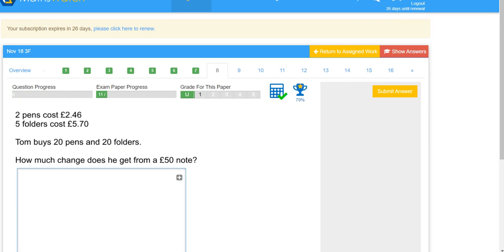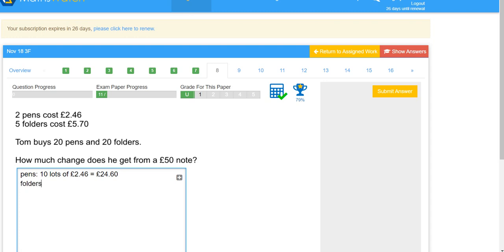Question 8. 2 pens cost £2.46. 7 folders cost £5.70. He buys 20 pens and 20 folders. How much change does he get? Well, let's have a look at it. Pens. How am I going to do this? I want to get 20 pens. Well, 20 pens is 10 lots of 2. So that's going to be 10 lots of £2.46. And if I work that out, that's going to be £24.60. So I'm making sense of that.